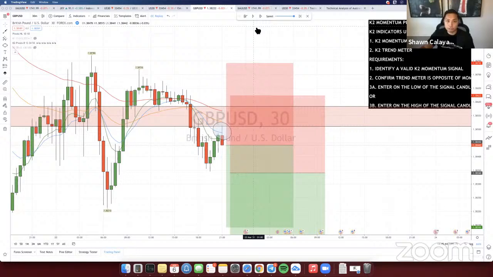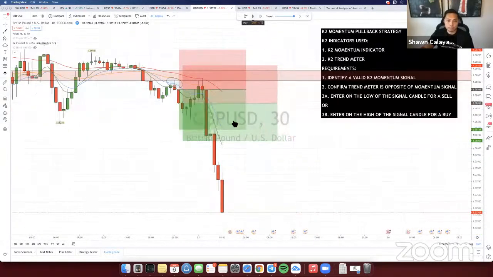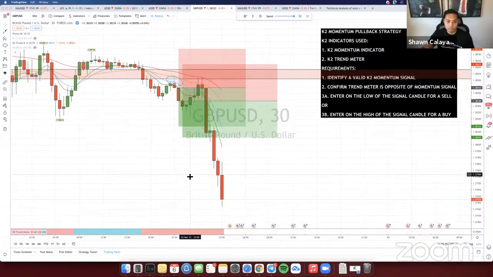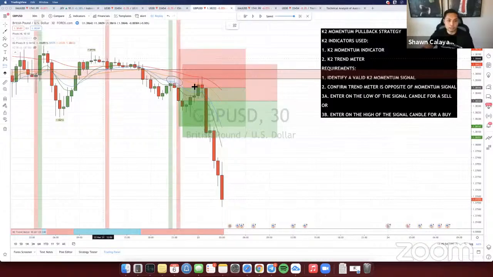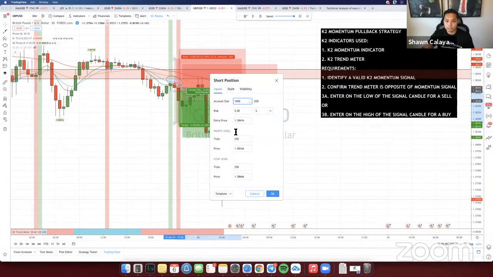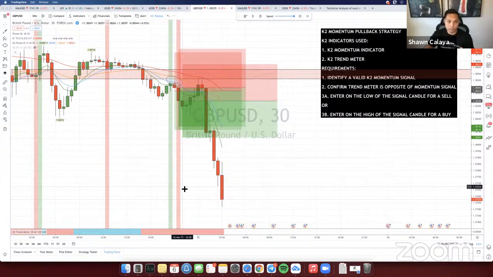So it doesn't matter which strategy you apply for K2. They all hit full TP, right? TP for snipe strategy, TP for intraday strategy, TP for momentum pullback. It doesn't matter what you're applying. They'll all win regardless. So that's why when I tell you that you can learn any strategy, they're all the same thing. You need to figure out what you like to use, but they all work. So it doesn't matter if you're using the intraday strategy, the momentum pullback strategy, or the snipe strategy, they all win.